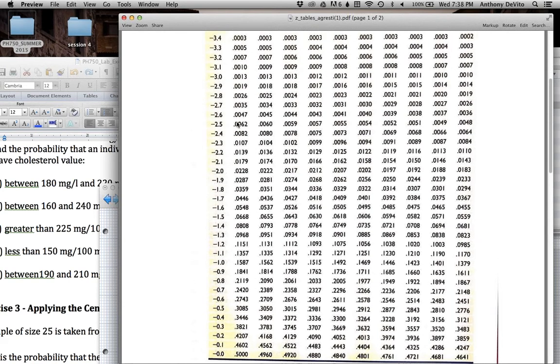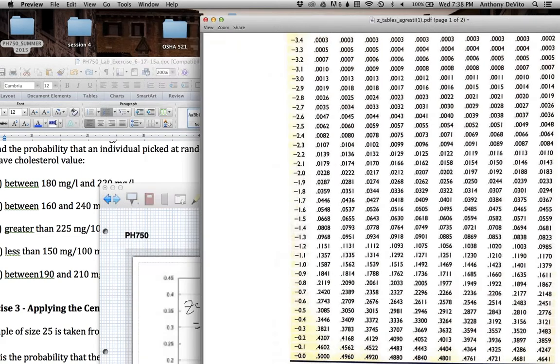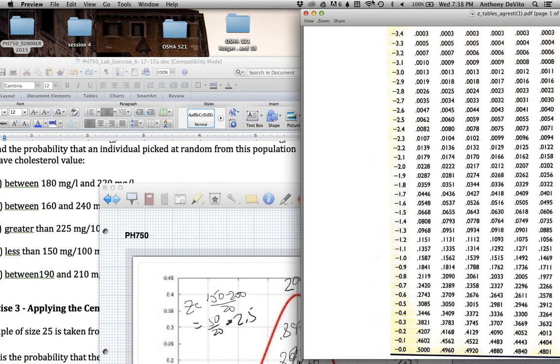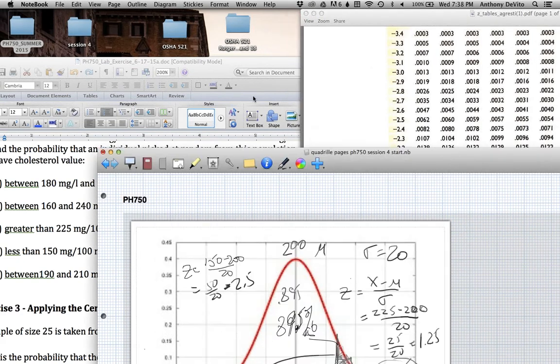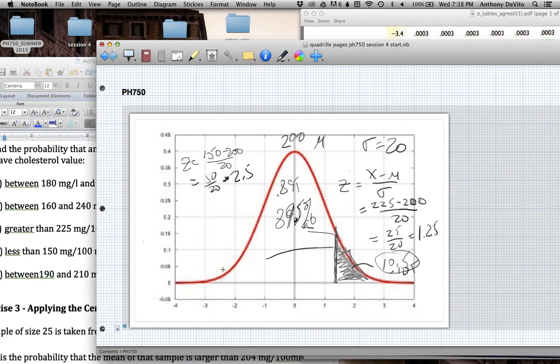So negative 2.5 leaves an area to the left of that of 0.006. Right? So this area, that's negative 2.5, can be around there. So the probability of picking someone out that has a cholesterol in this population, whichever population it happens to be, less than 150 is 0.006, or in other words, about 0.6%. Relatively unlikely, but you expect it to be, because it's so far away from the mean, 2.5 standard deviations away from the mean.